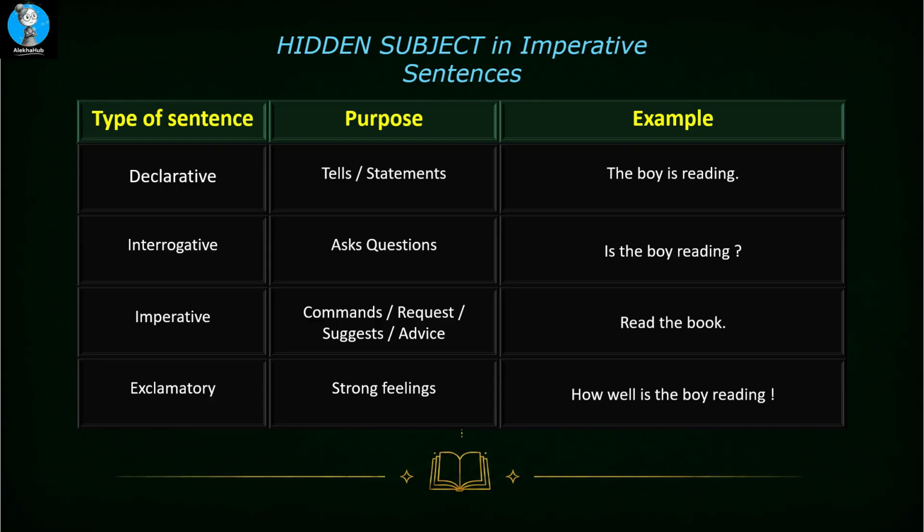Now the last one, the exclamatory sentence type. These show strong feelings. Example, "How well the boy is reading!" Ending with an exclamation mark. So remember, the type of a sentence always depends on how we express it.